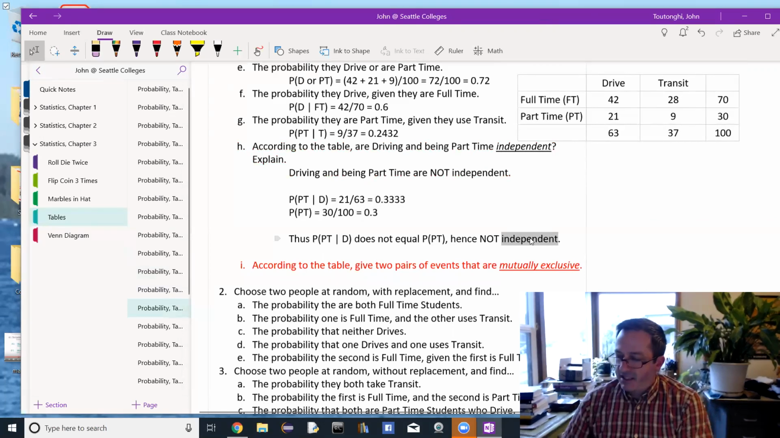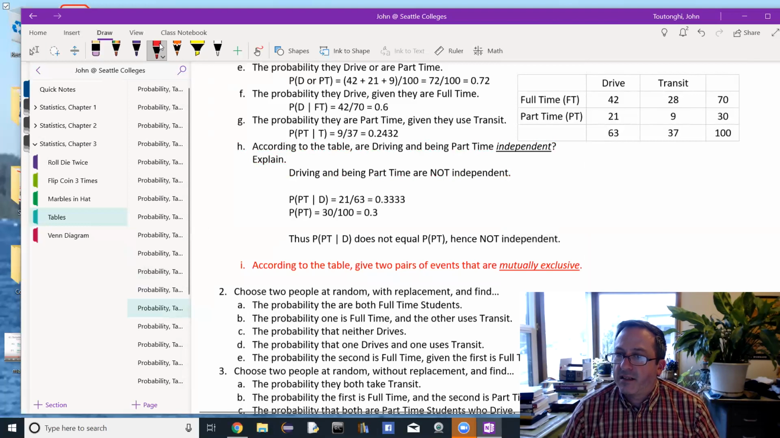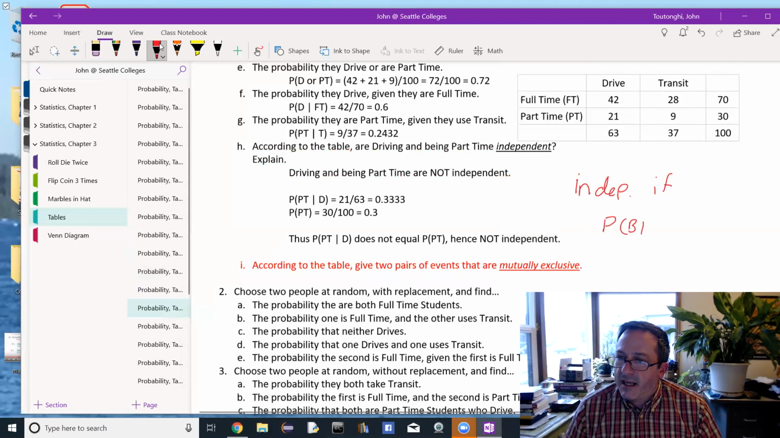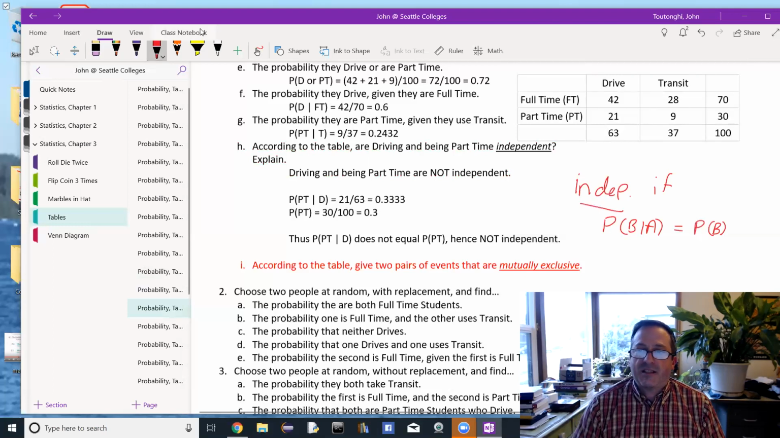And maybe I'll just put a side note over here. When would it be independent? It would be independent if the probability of, let's say, B given A, this is one of the things that gives us independence, equals the probability of B. So the fact that one event has already occurred does not affect the probability of B. So because that's not true in this case, these two things are not independent.